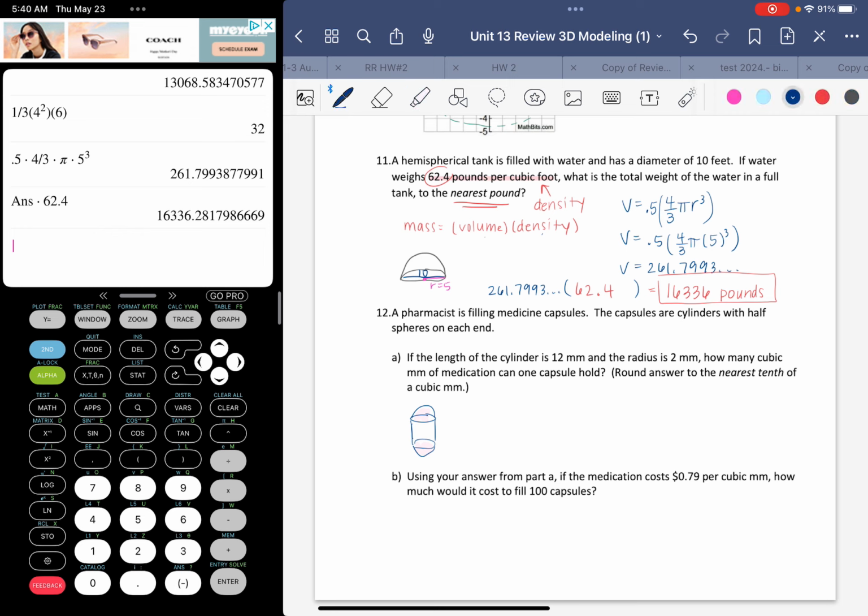So I need to figure out the volume of the cylinder. And I'm going to use pi r squared h for that. And then I'm going to need to figure out the volume of the sphere. And I don't have to worry about hemispheres because 2 hemispheres make one full sphere. And that formula is 4/3 pi r cubed. All right, so let's do those calculations first.